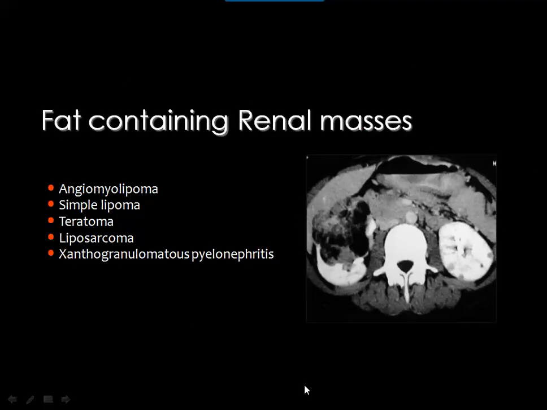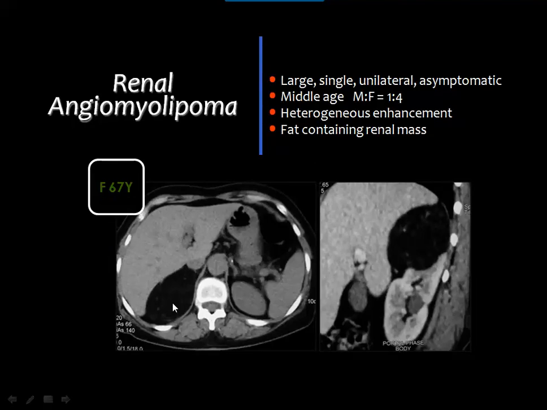If you see a fat-containing mass in the kidney, consider angiomyolipoma, because this is the most common fat-containing lesion in the kidney. However, other fat-containing lesions in the kidney may represent lipoma, teratoma, liposarcoma, and this inflammatory condition, which is known as xanthogranulomatous pyelonephritis. Then you should remember that a fat-containing lesion in the kidney should represent angiomyolipoma until proved otherwise. And these masses are usually asymptomatic.